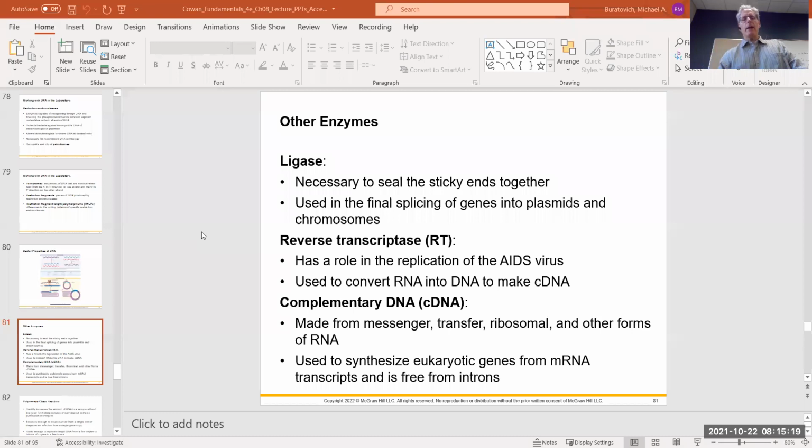So if you make a copy of messenger RNA and then clone that, you have made what's called copy or complementary DNA, which is abbreviated cDNA. So if you see the term cDNA, it means it was made from messenger RNA.